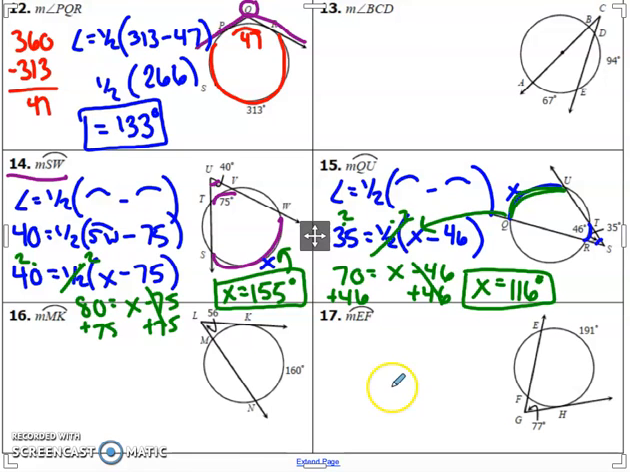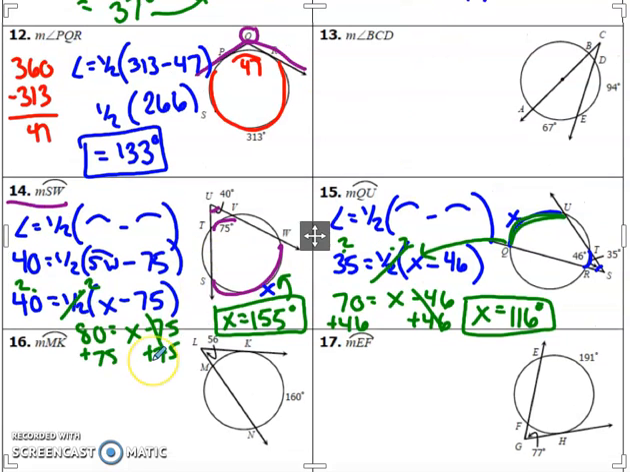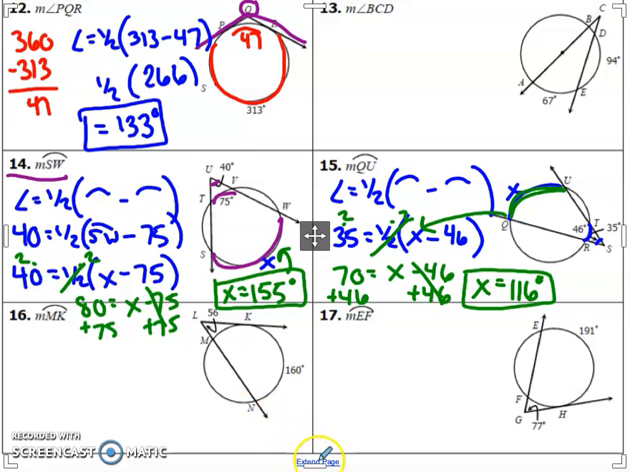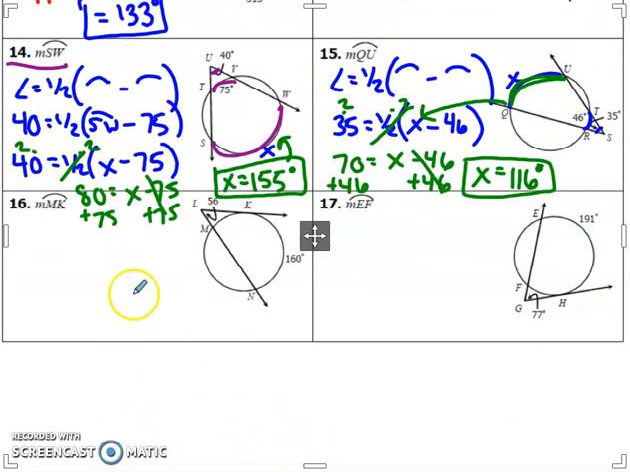Okay? So let's actually do one more together because I want to show you a case where it's not that way. All right, let's take a look at 16. So I'm trying to find MK. To find MK, you're going to need the bigger arc, and then you're going to need your angle. Okay, so let's set this up.